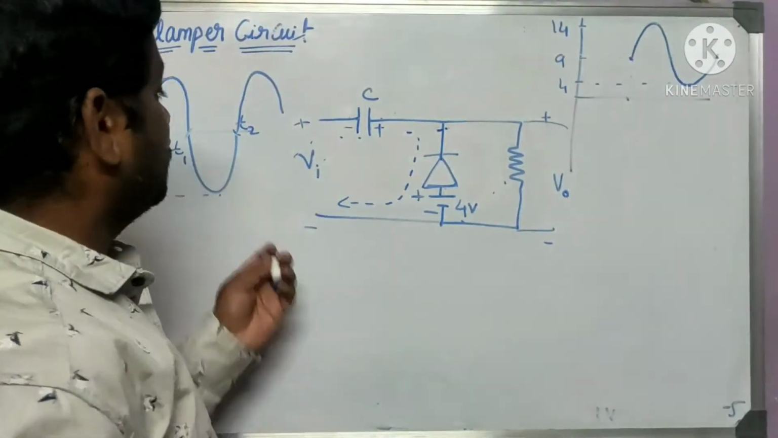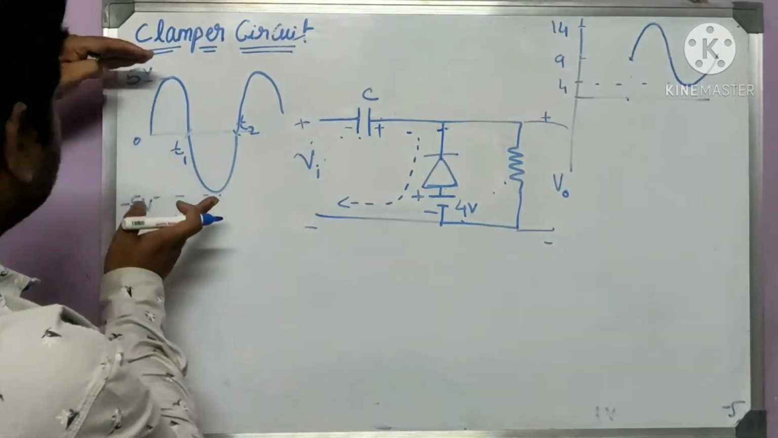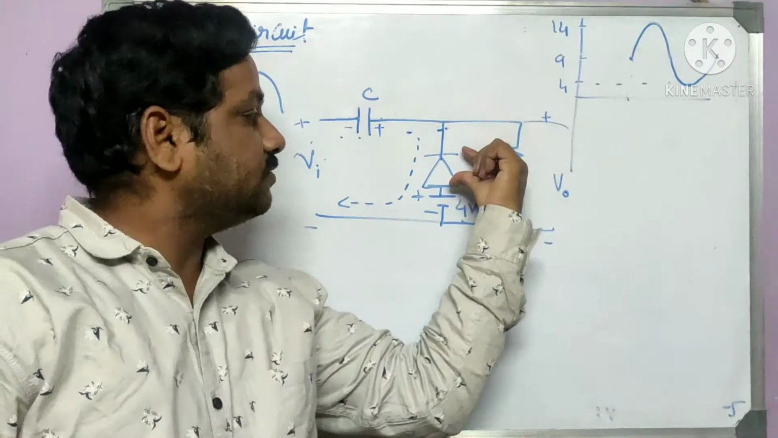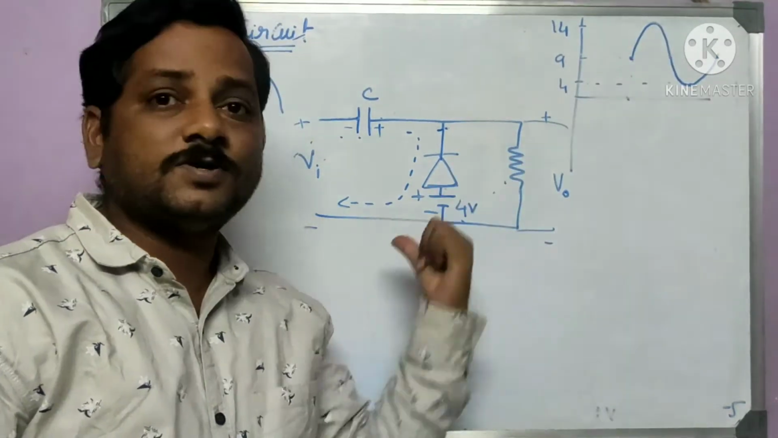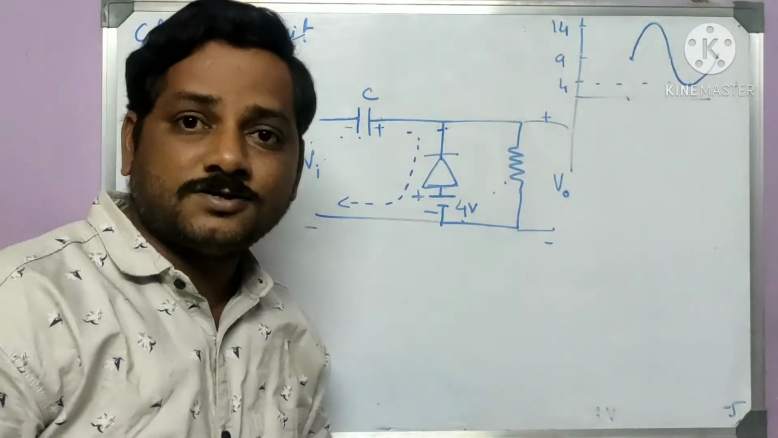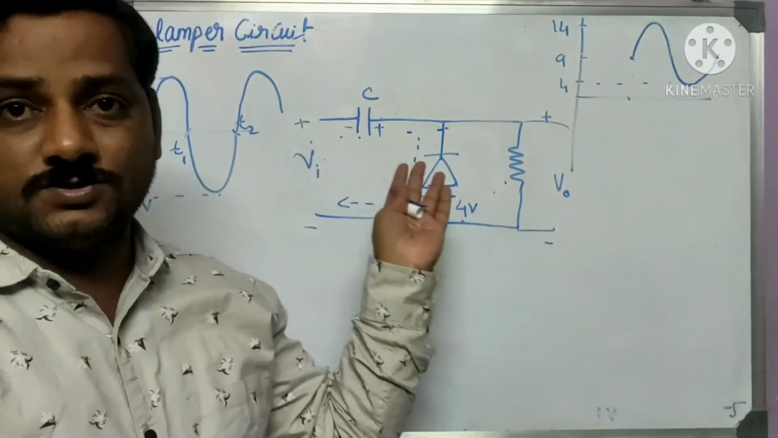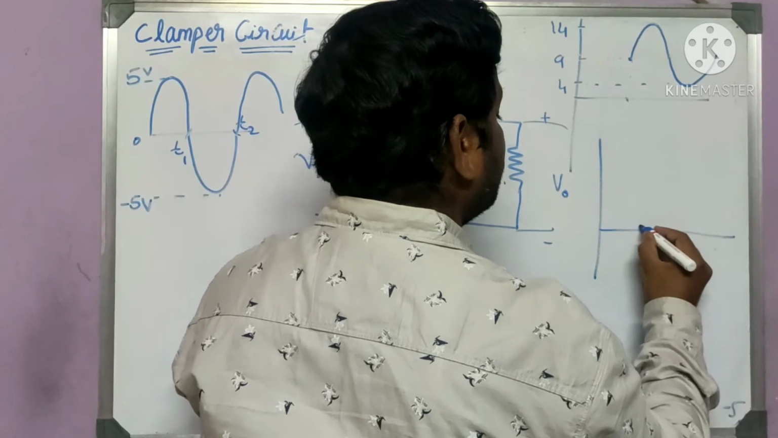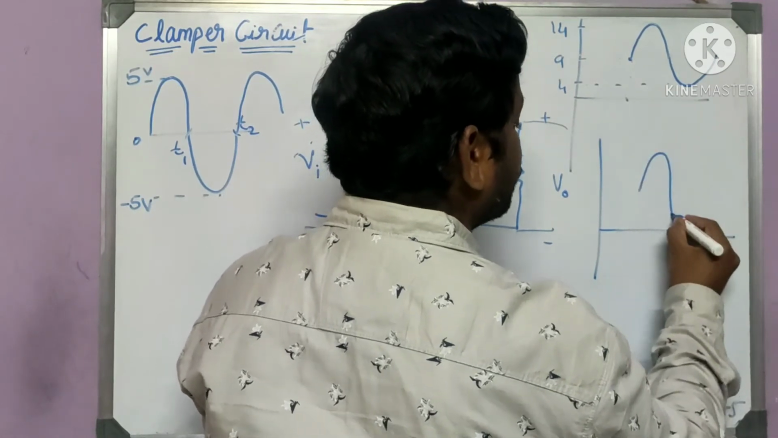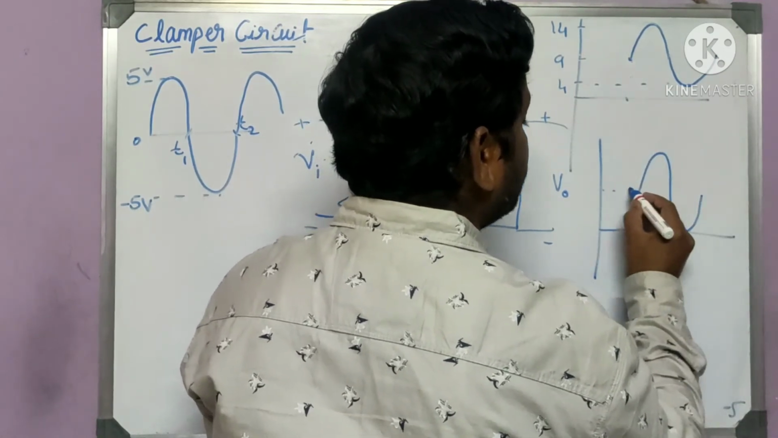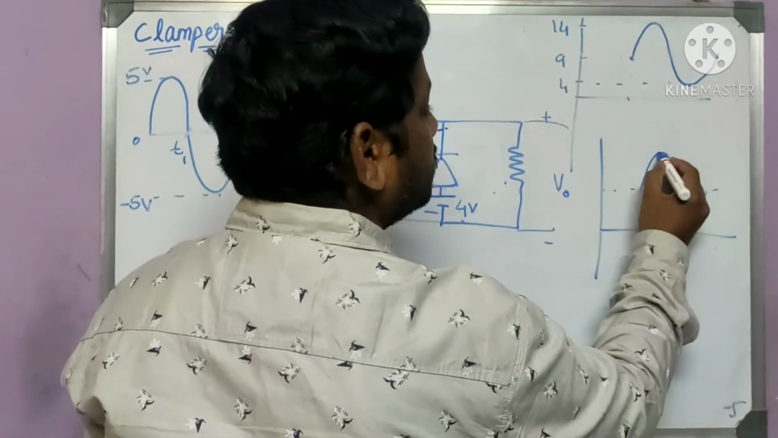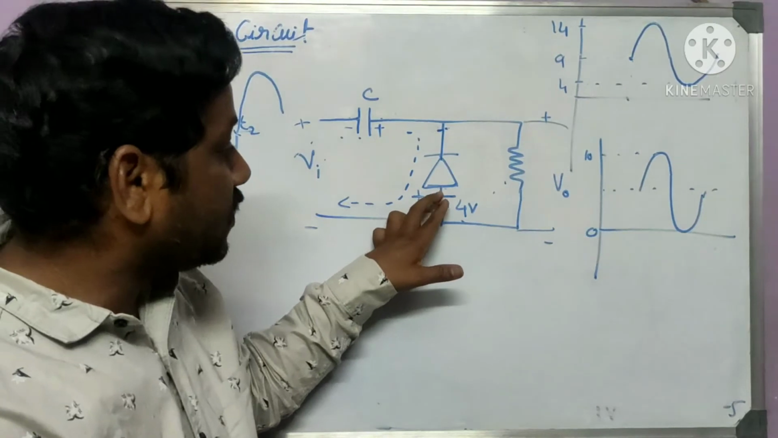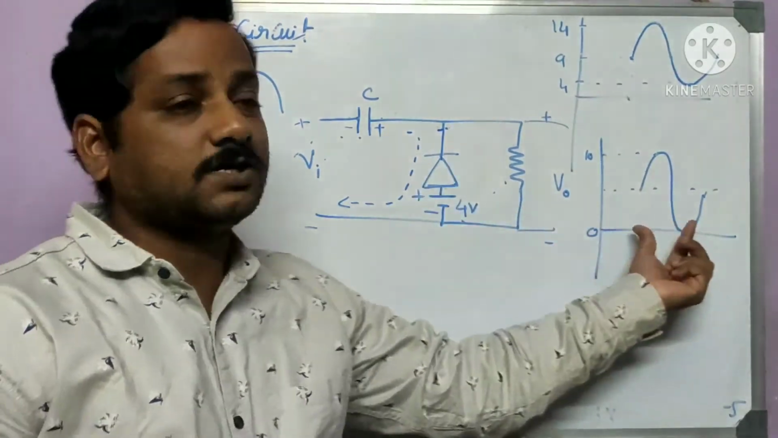Very simple. Look into the input waveform. This is positive 5, minus 5. Looking into the diode, you should understand that this is a positive clamper because the positive terminal is connected to the ground, so it will shift towards the positive. First you should have this picture in your mind. It will be shifting like this. And we know peak to peak should be 10. If this source was not there, this is how it will be.